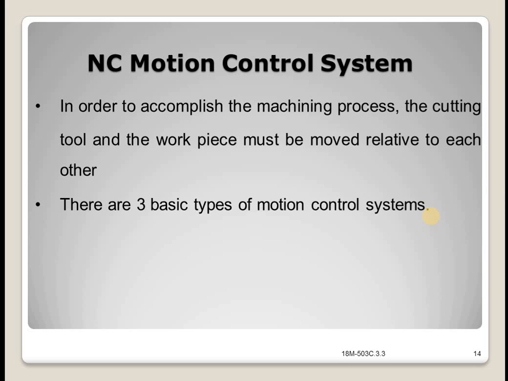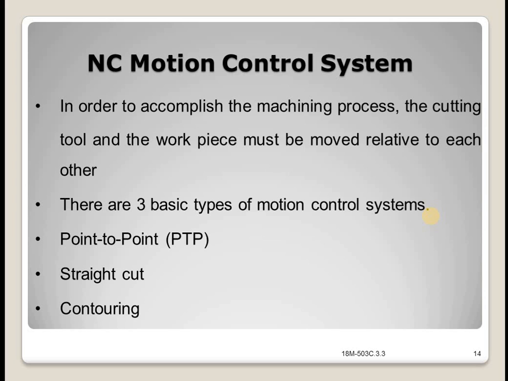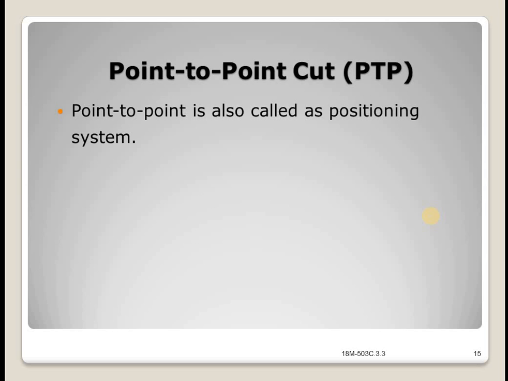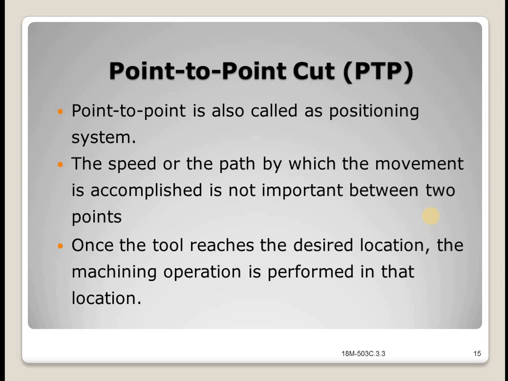Positioning control system. In order to accomplish the machining process, the cutting tool and workpiece must be moved relative to each other. In NC, there are 3 basic types of motion control system. Those are point-to-point, straight cut, and contouring or continuous path. First one, point-to-point. It is sometimes called positioning system.